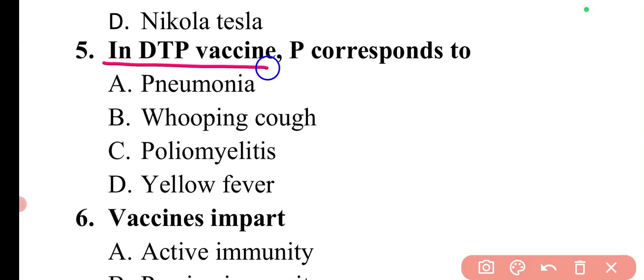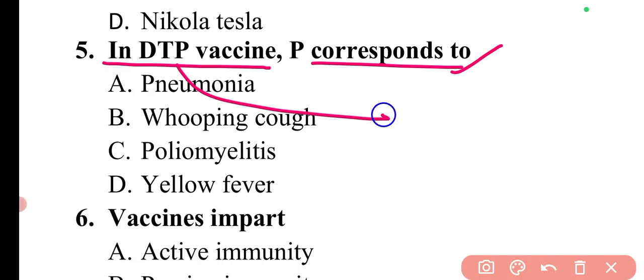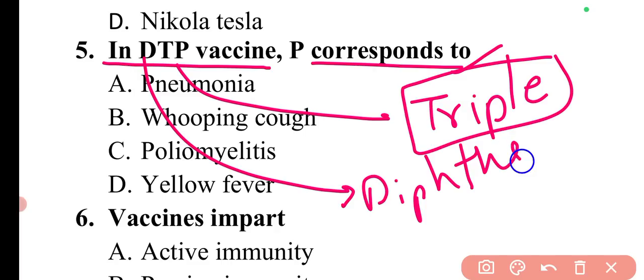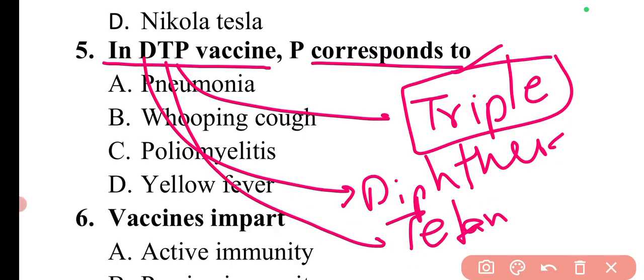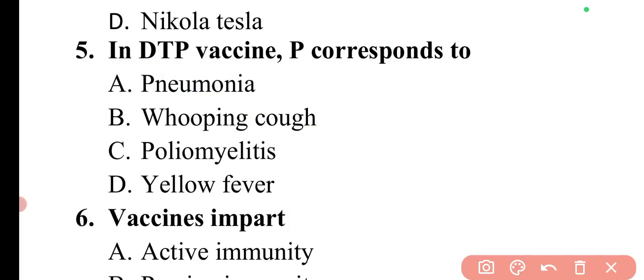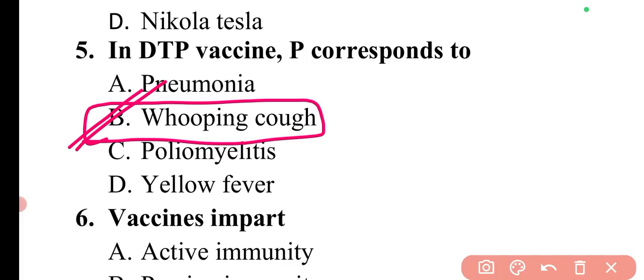Next question is, in DTP vaccine, P corresponds to. The DTP vaccine is a triple vaccine for immunization against three agents. D stands for diphtheria, T stands for tetanus, and P stands for pertussis, and pertussis is also known as whooping cough. So here option B, whooping cough, will be the correct answer.